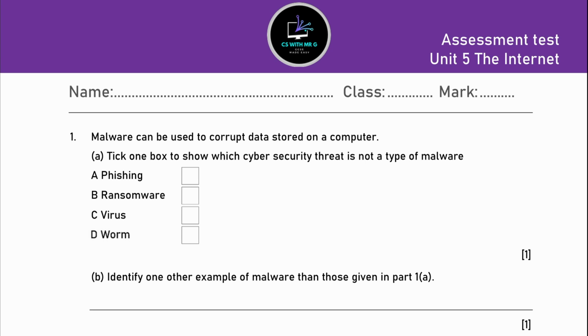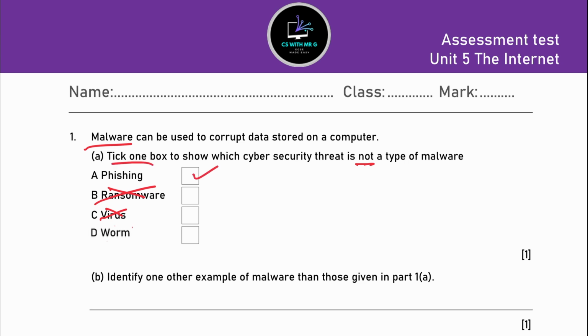So let's get started. As we can see, we have a question on malware, where it states malware can be used to corrupt data on a computer. Tick one box to show which cybersecurity threat is not a type of malware. So which one is not a type of malware? We need to identify 3 types of malware where we will be left with the odd one out. So straight away, ransomware you should recognize as malware, a virus is also malware, and a worm is also malware, which means phishing is not a type of malware.